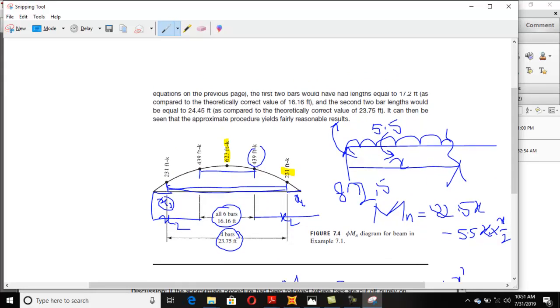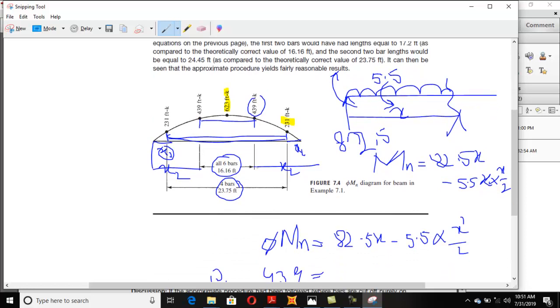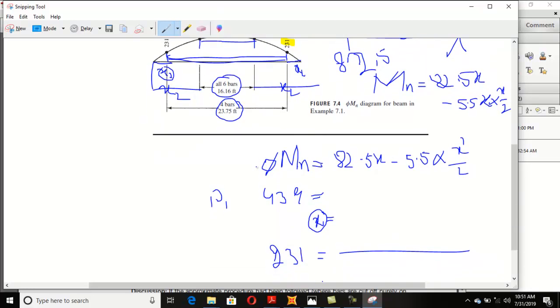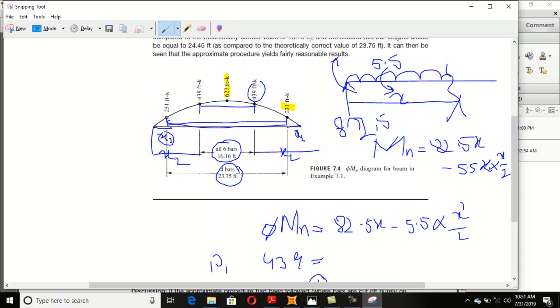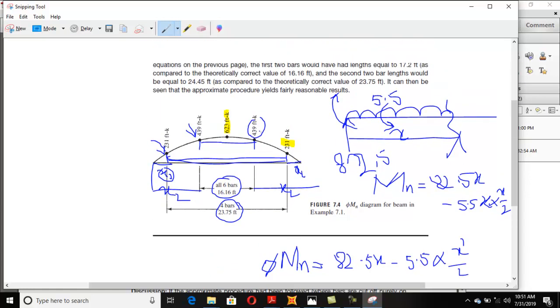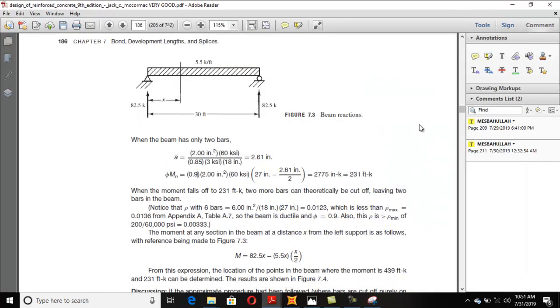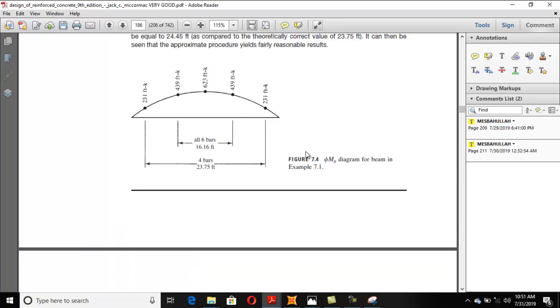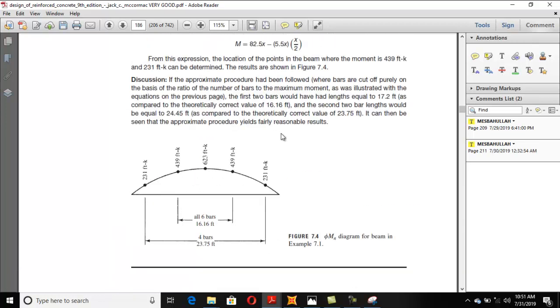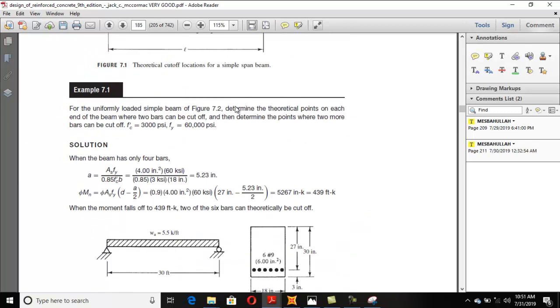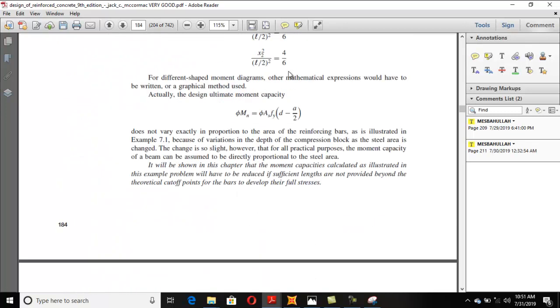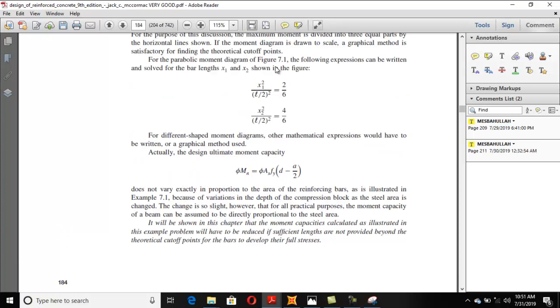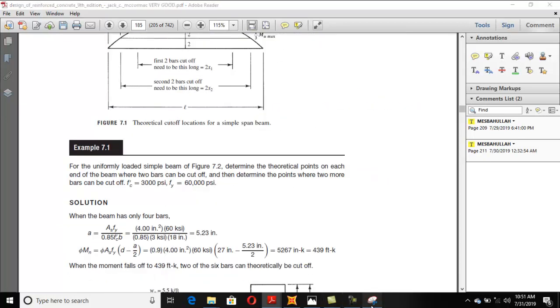So this is a kind of design example, you know, of how we can calculate theoretical cutoff points. How we can calculate theoretical cutoff points. This is just an introduction. You can also get this value through that approximate equation, which we will use at the initial stage. You can get the x1 and x2 values through this formula. How can you get it? It is quite simple.